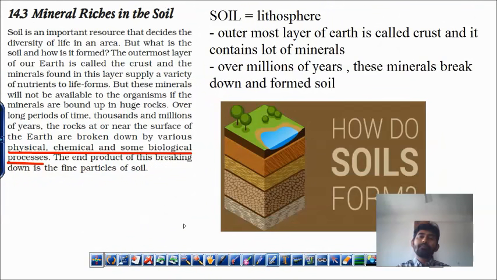Soil. We have done air, we have done water, and now we'll do soil. Soil matlab lithosphere. The outermost layer of earth is called crust. Important definition. What is earth's crust? It's the outermost layer of the planet and it contains lot of minerals. Over millions of years, these minerals break down and form the soil.